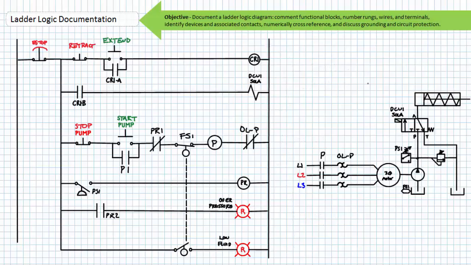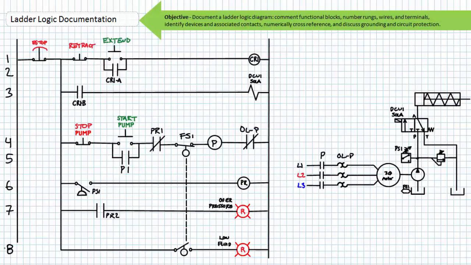Let's start fresh and remove the functional block descriptions. Rung numbering is easy. Each rung is given a number starting at the top and working our way to the bottom. Rung numbers appear on the left. Rungs are defined as complete paths from the left to the right. Note that the holding contacts CR1A and P1 are both their own individual rungs. This particular ladder logic diagram has 8 rungs.